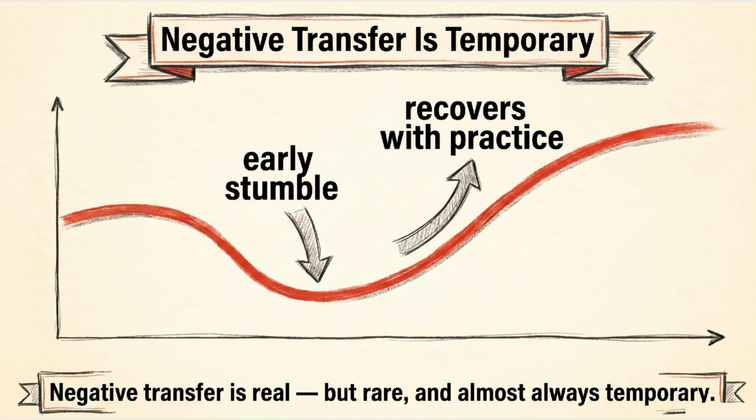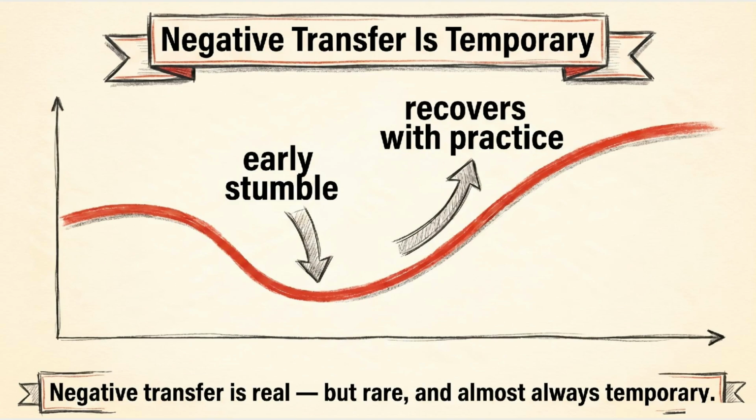First, warn learners it's coming. Tell them plainly that early clumsiness here is normal, expected, and a sign of progress, not failure. Second, give the specific trouble spots extra instructional attention, since that's where the old habit fights hardest. And third, maybe most important of all, don't let an early stumble crush their motivation. Because in practice, it's the discouragement, not the negative transfer itself, that makes people quit before the interference clears.